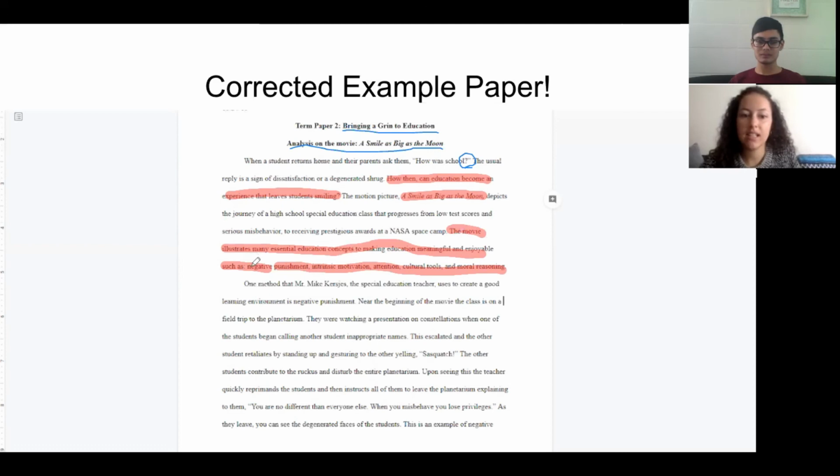And then it introduces each topic of each body paragraph, which would be our claims: negative punishment, intrinsic motivation, attention, cultural tools, and moral reasoning. So let's pretend we didn't have time to read all of this. What we could have done is simply look at our thesis statement, and we would find out what each body paragraph is about, what the claim is, and kind of work our way through that.